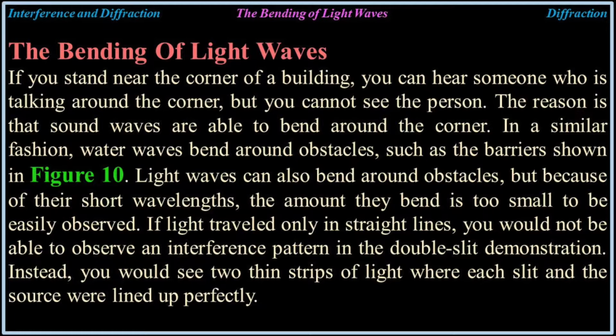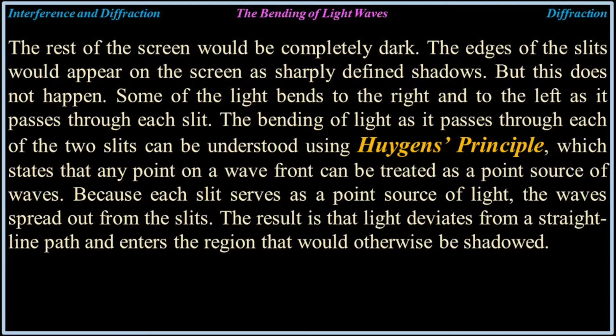Light waves can also bend around obstacles, but because of their short wavelengths, the amount they bend is too small to be easily observed. If light traveled only in straight lines, you would not be able to observe an interference pattern in the double slit demonstration. Instead, you would see two thin strips of light where each slit and the source were lined up perfectly. The rest of the screen would be completely dark. The edges of the slits would appear on the screen as sharply defined shadows, but this does not happen.